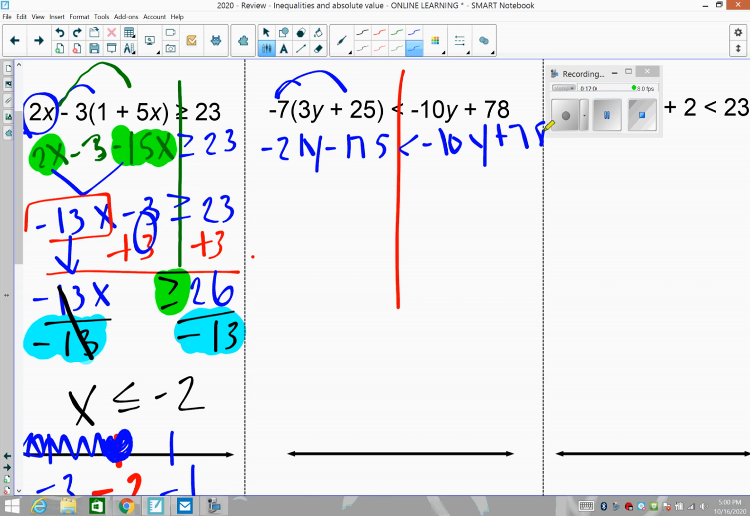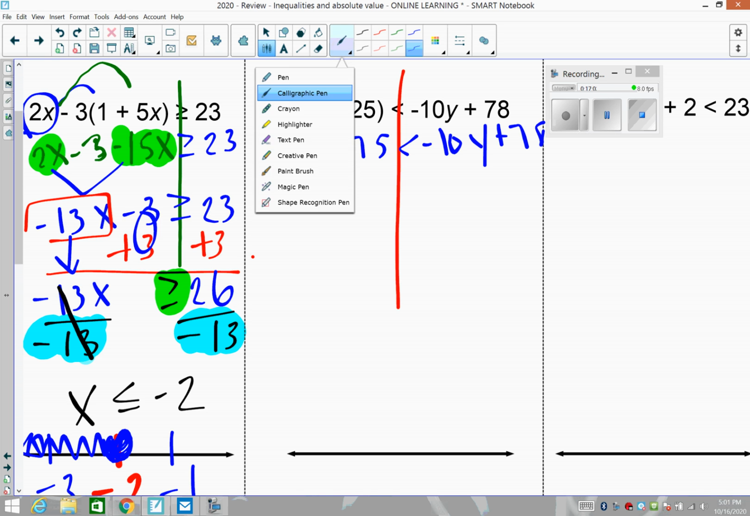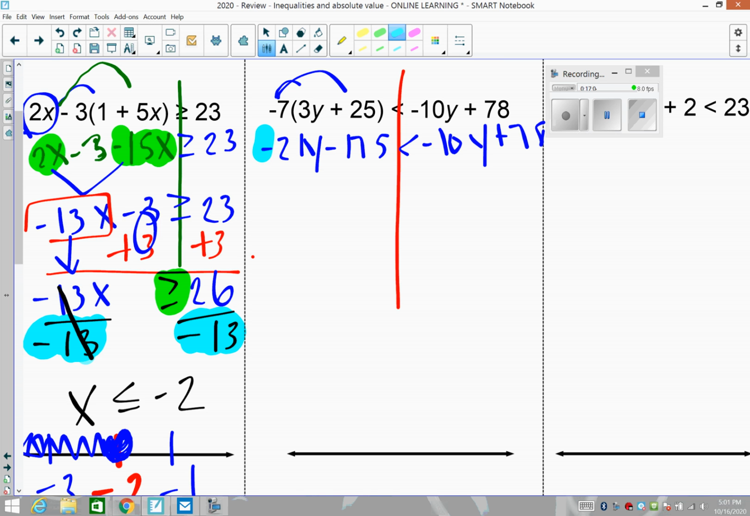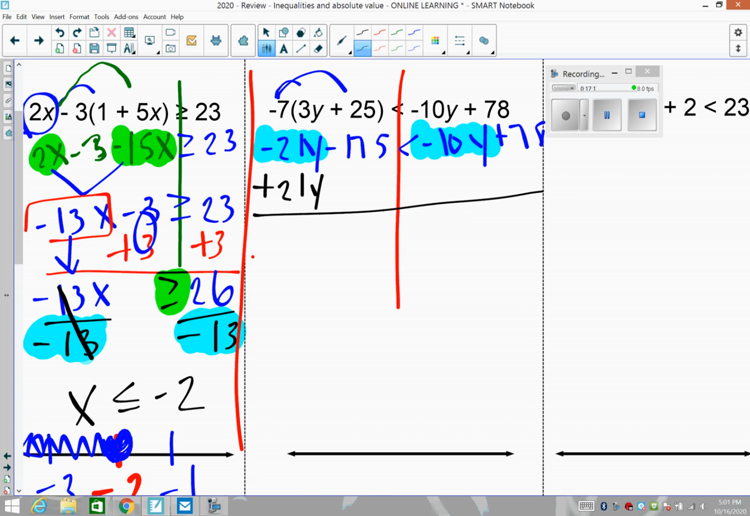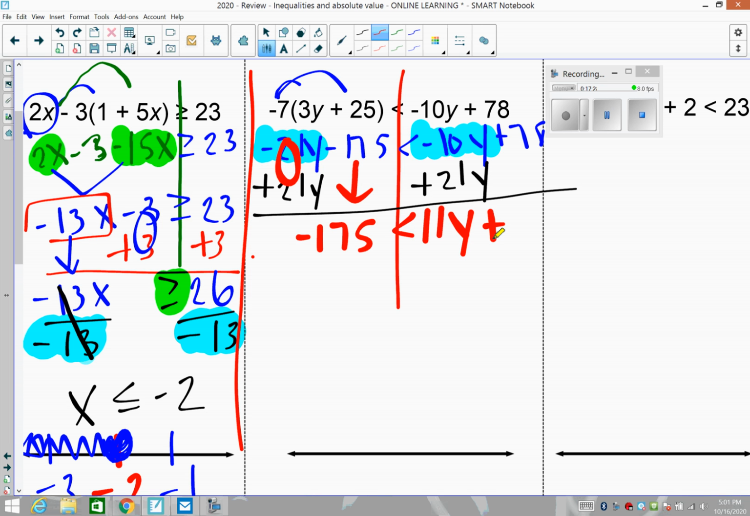All right, a little bit of a mess on my screen here, but bear with me. If we take a look at both sides, we have this y term on the left and this y term on the right. Smallest y term goes is kind of the general rule of thumb. It's not the law in math, but that's the general rule. So we're going to add 21y to both sides. If I haven't used it, drag it down. This becomes 11y positive, and this we just drag down.